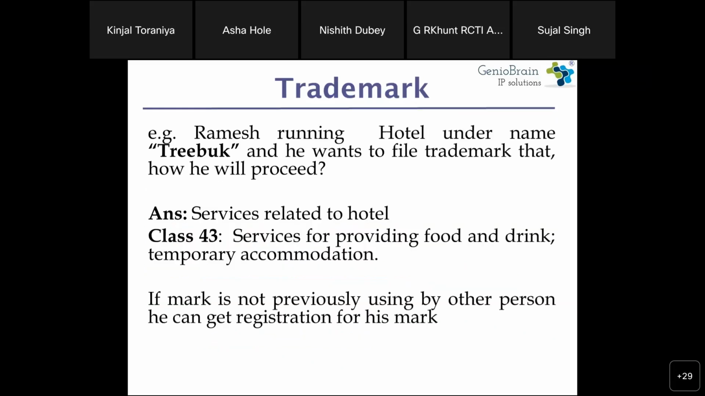Trademark. Let's say a person called Ramesh is running his hotel under the name Tree Book.